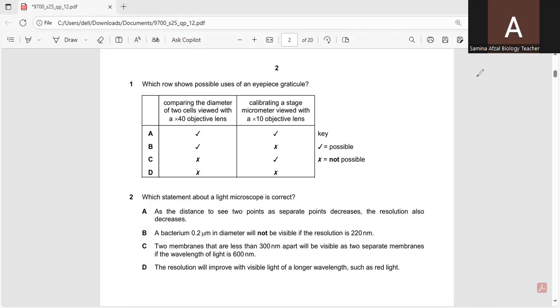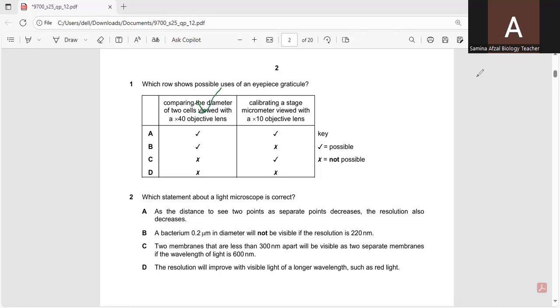So the reticule scale is fixed. So you can measure each cell in reticule scales and then compare those measurements directly. So it means this is the possible use. So we are going to take it. Second, calibrating a stage micrometer viewed with the power 10 objective lens. So this possibility is that we calibrate the eyepiece reticule with the help of stage micrometer.